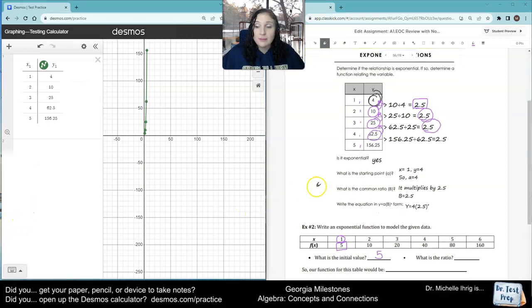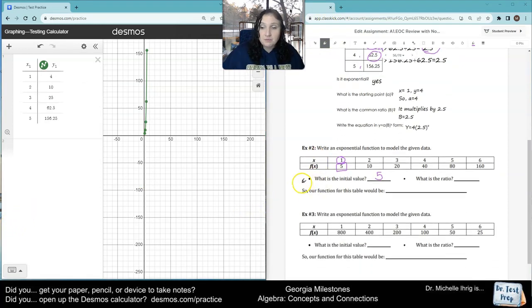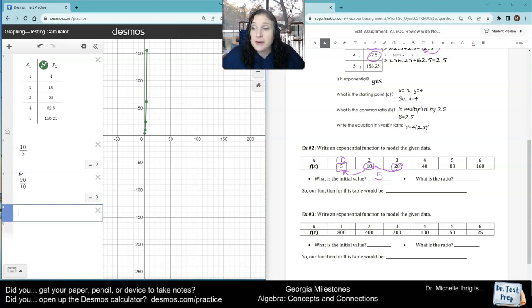If I go over here for the problem that I'm modeling down here, that would be saying 10 divided by 5. So I'm just going to type here 10 divided by 5 and I get 2. Then I'll do 20 divided by 10 and see what I get. 20 divided by 10 and I get 2. And I could keep going, so that means my common ratio is 2. And my multiplier is every time I just keep going up by 2, up by 2, up by 2, up by 2.